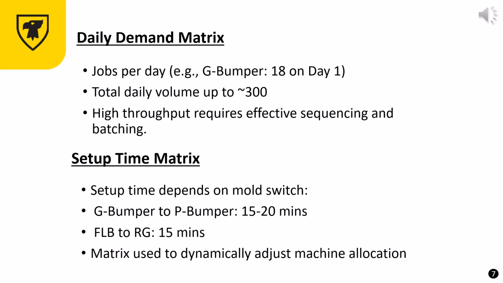This slide shows two important inputs to our scheduling model, the daily demand matrix and the setup time matrix. For example, on day 1, we had 18 jobs for grained bumper alone, contributing a total daily volume of nearly 300 parts. To handle this high output efficiently, proper scheduling and batching are essential. Setup times vary based on the mold switch. For instance, switching from grained bumper to painted bumper takes 15 to 20 minutes, while switching from fog lamp bracket to radiator grille takes 15 minutes. These values are stored in a matrix and used dynamically to guide the machine assignments.